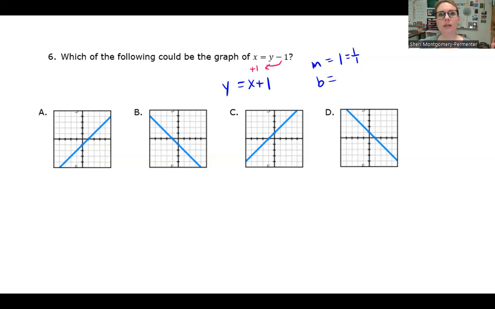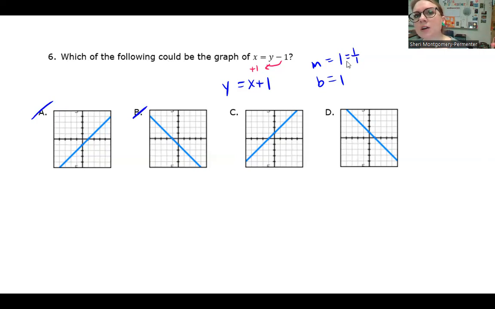And what about the y-intercept? It's also 1. Okay, so let's go find our graph. It's got to cross the y-axis at 1. So that's at -1, +1, and +1. So it cannot be A or B because those don't cross at 1.